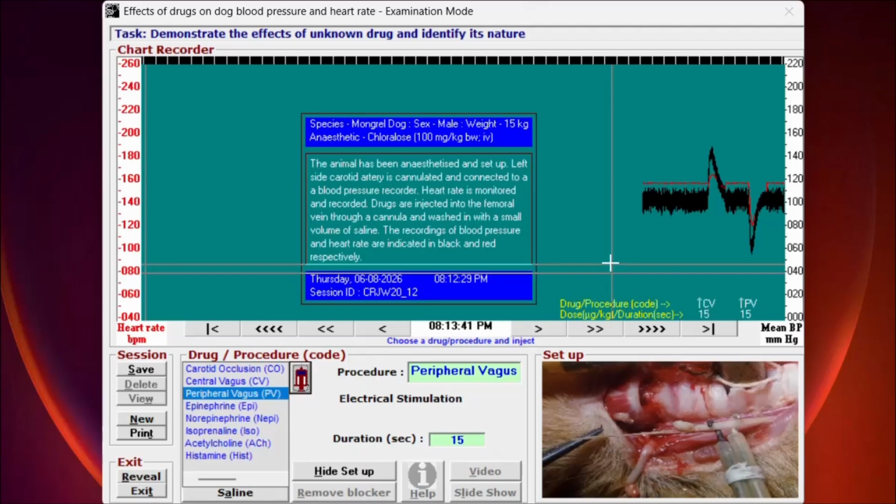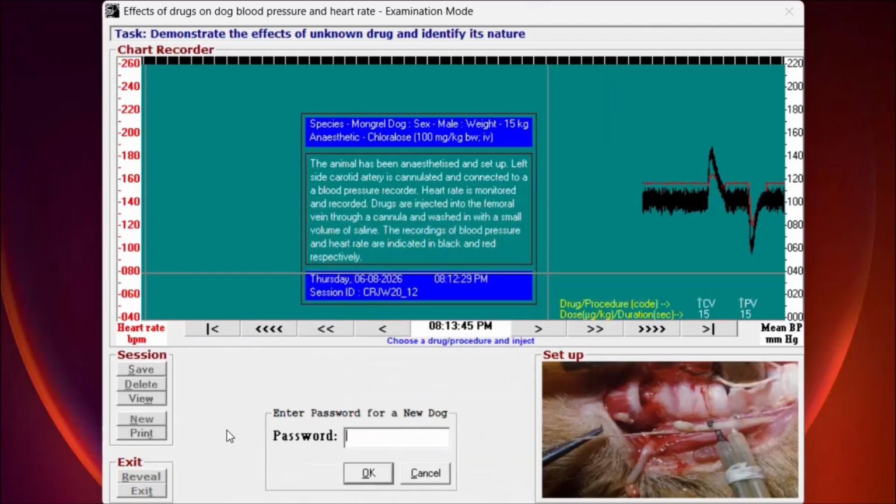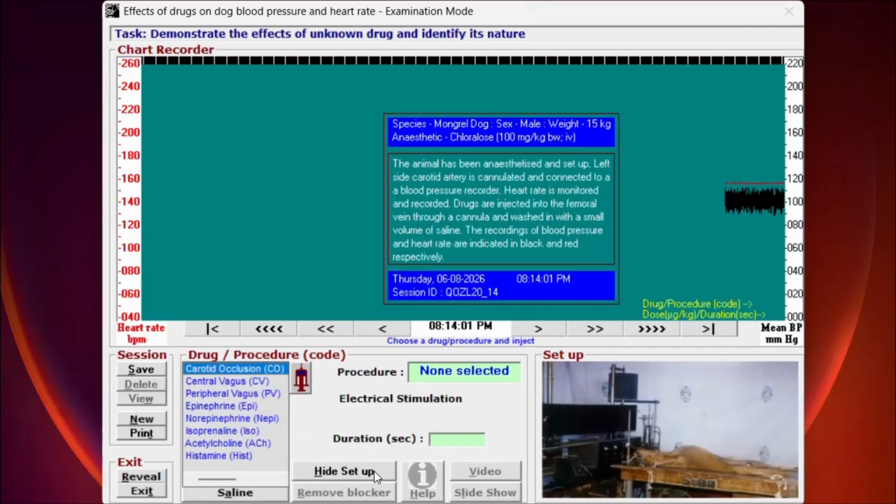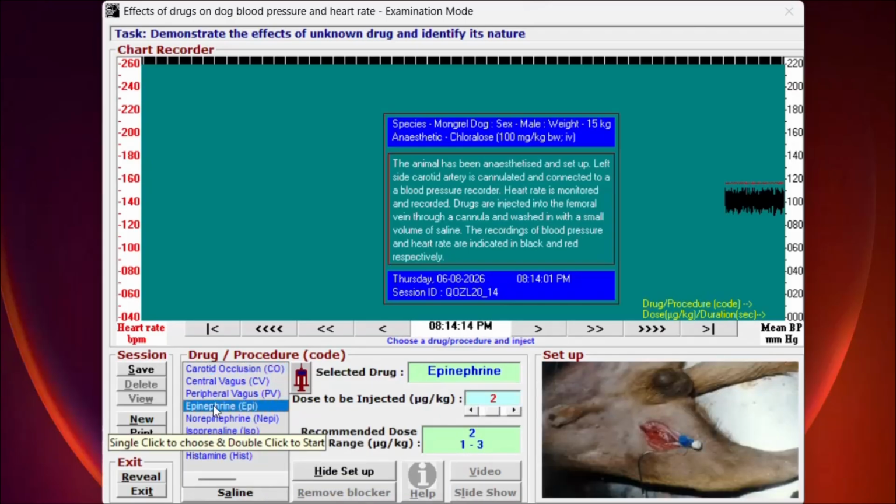So now let's go to the effect of agonists. I will just click on new once again. Now let's demonstrate the effects of agonists. For this, first we need to know which amongst these are agonists. Let's see one by one. Epinephrine, yes, it is an agonist. When we select epinephrine, see, I am not altering the dose at all, because for these cases, you don't have to remember the dose.